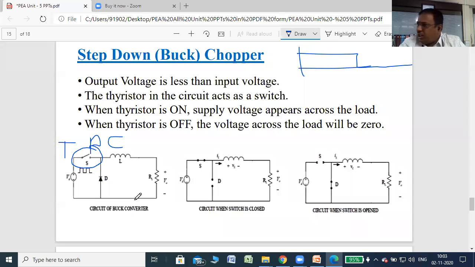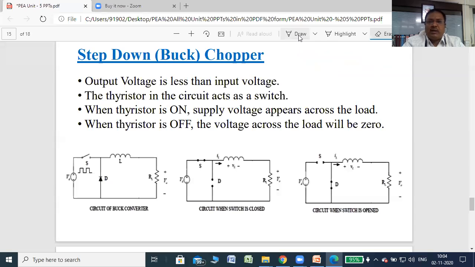So keep in mind, these three circuits are always there. Without these three circuits, your chopper circuit will never work. But all three circuits are not shown in the figure. So only one switch is shown. This switch is nothing but your SCR. When the thyristor is on, the supply voltage appears across the load.